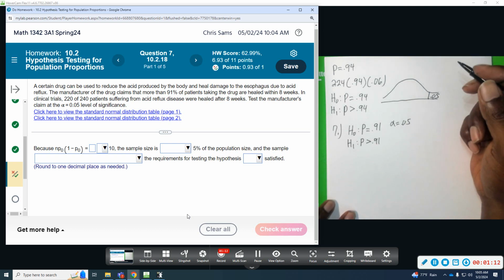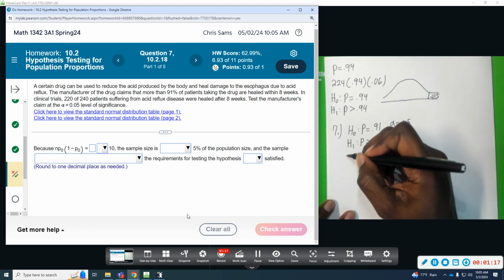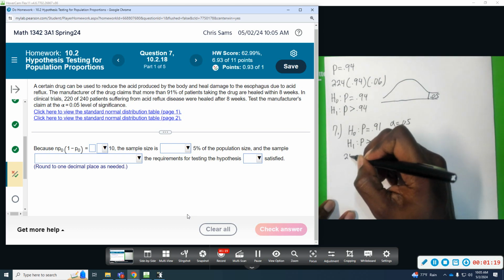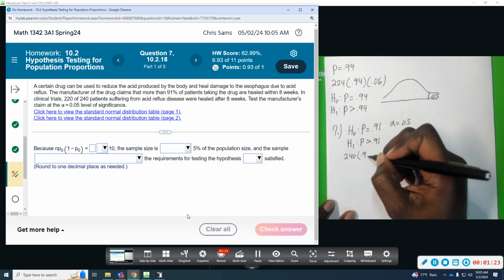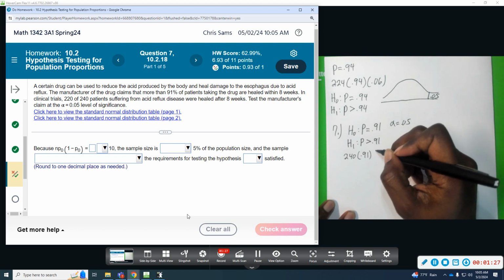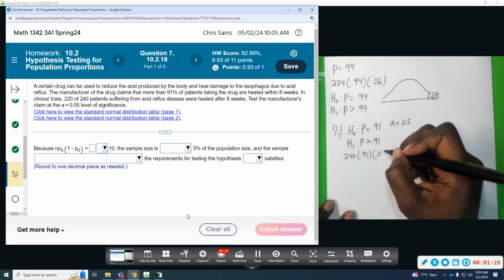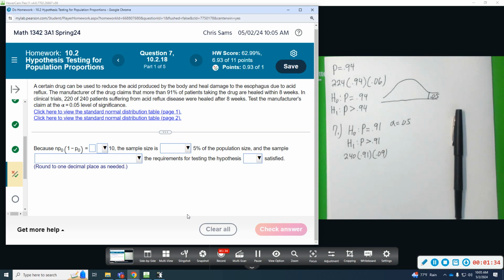We have to test np times 1 minus p, so the sample size is 240. So the first thing we're looking at is doing 240 times the 0.91, and then 1 minus this, 1 minus 0.91 will give you 0.09. Okay, so we're going to see if this is greater than 10 first. That's my first thing.